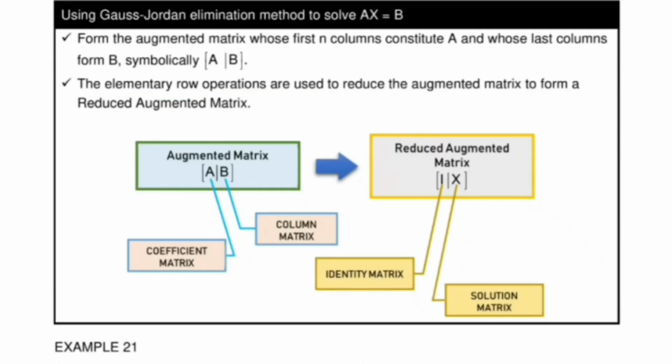Using the Gauss-Jordan elimination method to solve AX equals B. Form the augmented matrix whose first n columns constitute A and whose last columns form B. Symbolically, A augmented B. The elementary row operations are used to reduce the augmented matrix to a reduced augmented matrix.